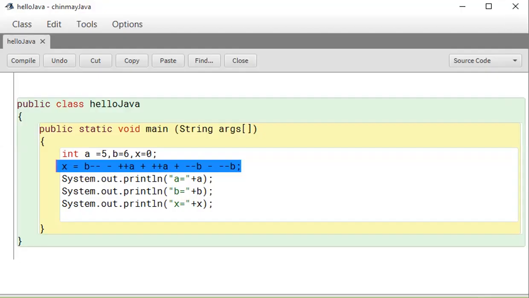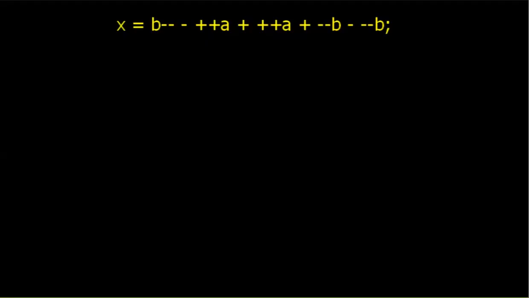Okay guys, let's look at one more example. The initial values, I'm just going to keep them the same. a equals 5, b equals 6, and x equals 0. We have the following equation over here, x equals, and then we are going to do System.out.print value of a, b, and x, like we did in our last program. So I have copied the equation over here. Let's try to solve this equation and get the value of x.